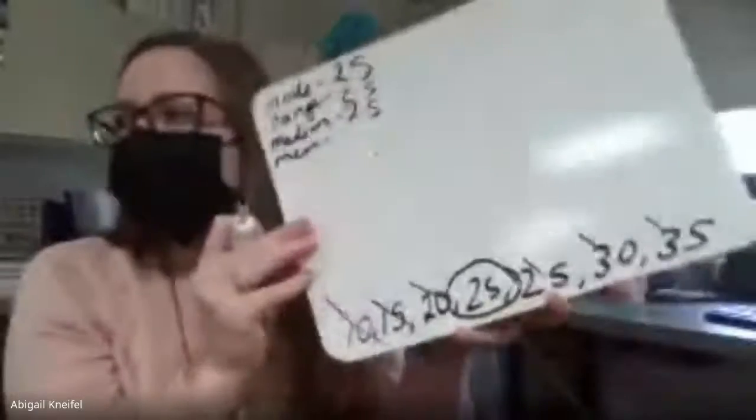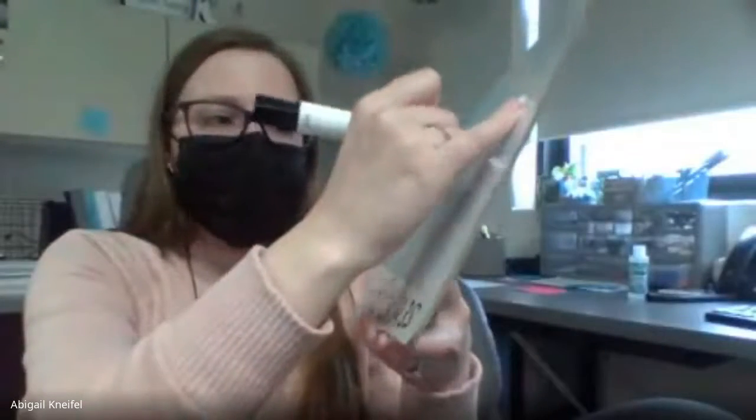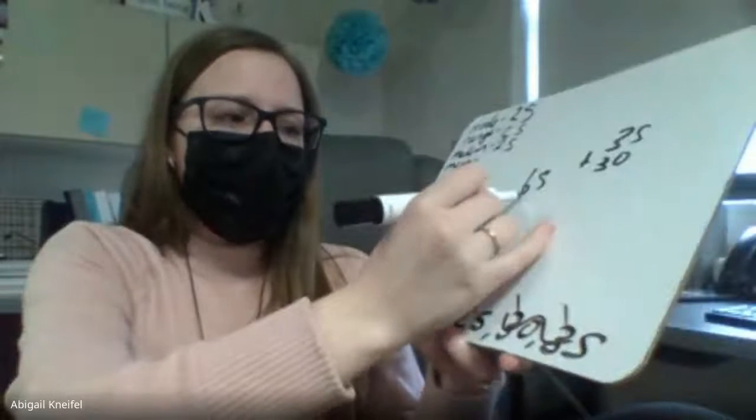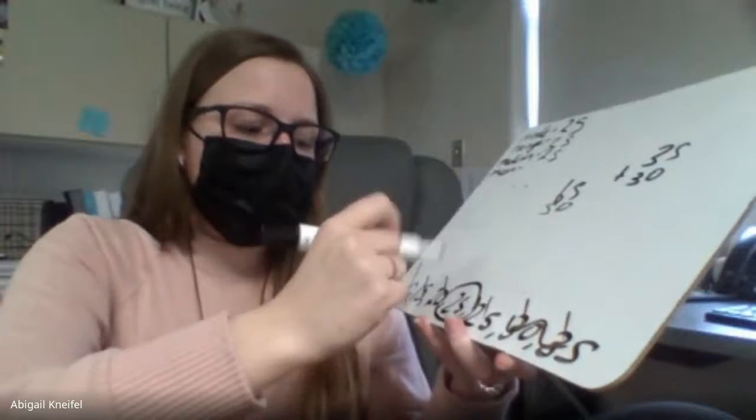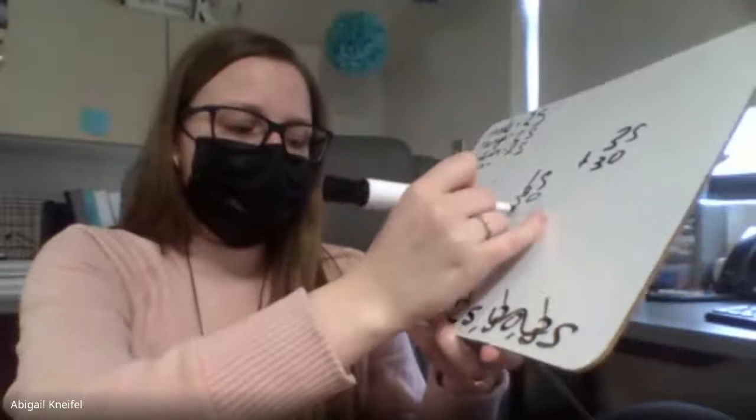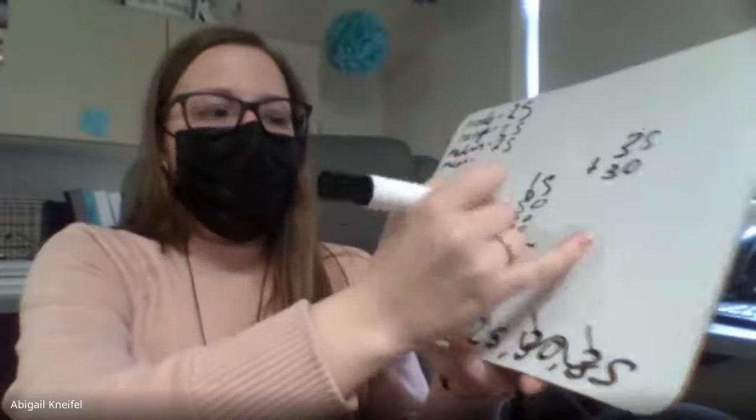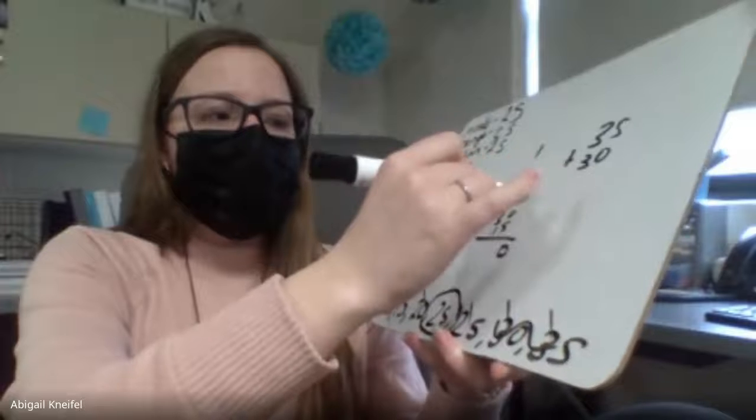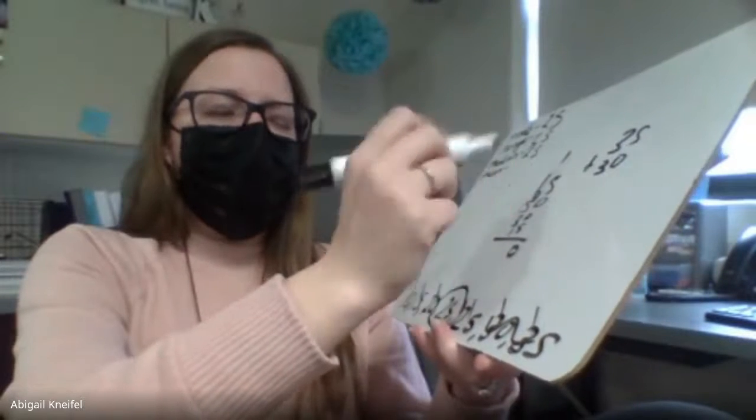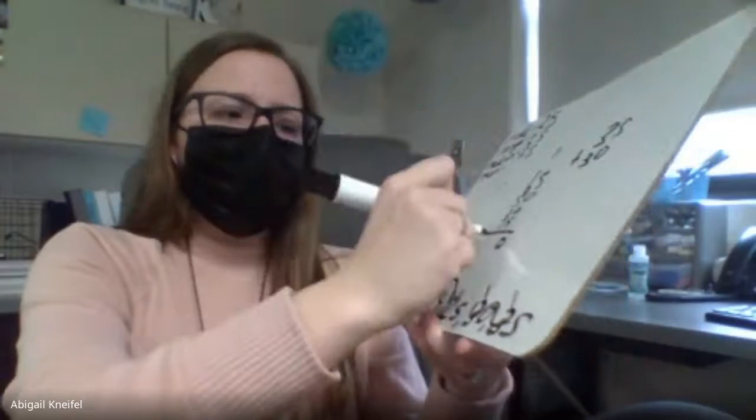Now the hardest part, which Mrs. Kneifel likes to save for last. Add them all up and divide them. So 35 plus 30 is 65. And then 25 and 25 is 50. We know that. 20. And then we have 20 plus 10 is 30. And then 15. 5 and 5 is 10, which is 11, 12, 13, 14, 15, 16, 160.